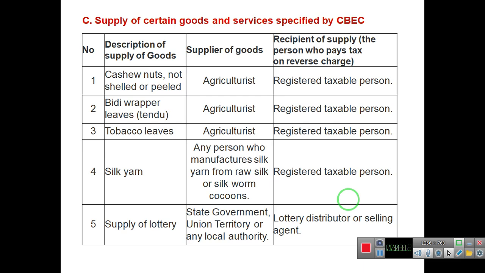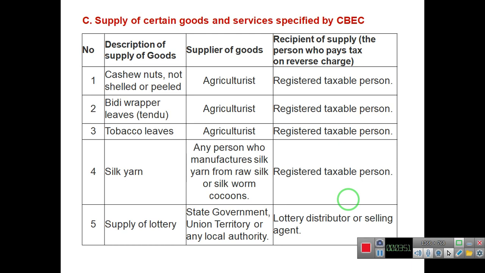There is a list of goods and services specified by the Central Board of Excise and Customs where reverse charge will be applicable. First we are discussing the list of goods. In case of supply of cashew nuts, not shelled or peeled, the goods are supplied by the agriculturist, but the supplier will not be liable to pay GST. Instead of the supplier, the recipient of supply will be liable to pay GST.